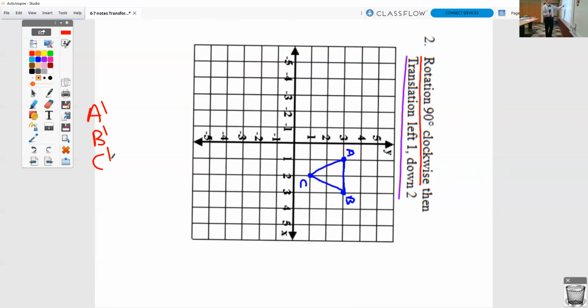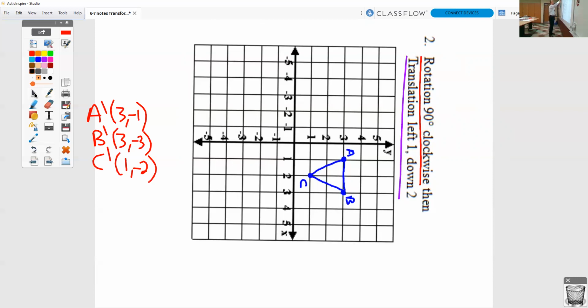A looks like it's at 3, 1. It's not at 3, 1. We're going over to 3, down to -1. Anytime that you go down, down is always negative. B prime, over to 3, down to 3, but it's not 3. Anytime we go down, down is negative. So this is 3, -3. And then C, over to 1, down to 2, but it's not over to 1, down to 2. It's over to 1, down to -2.